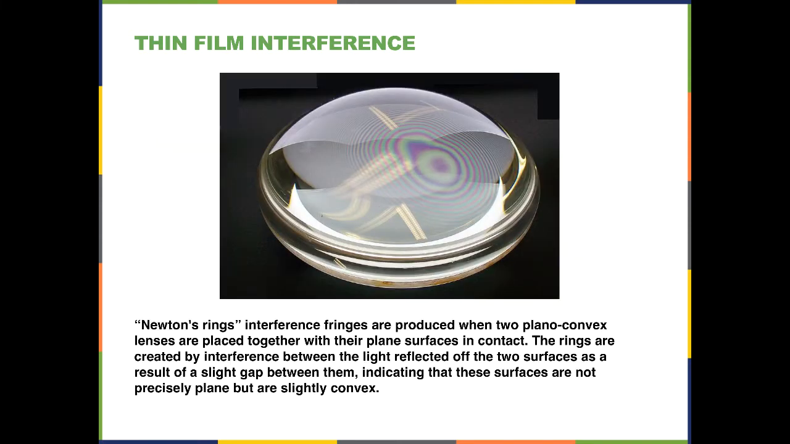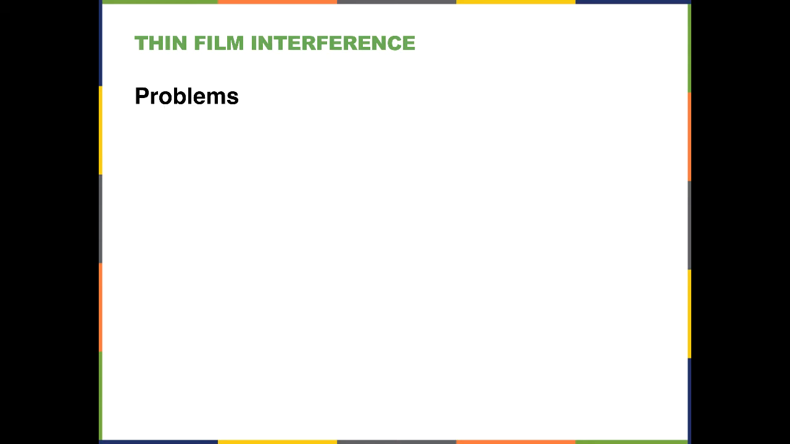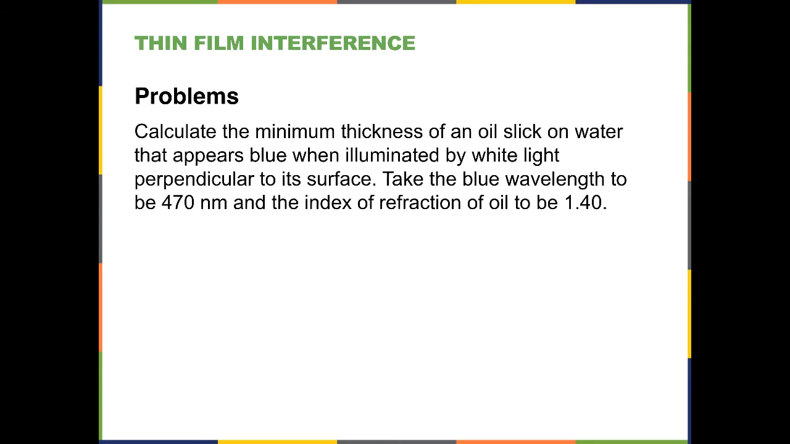This produces something known as Newton's rings. Newton's rings, interference fringes, are produced when two plano-convex lenses are placed together, as in the picture here, with their plane surfaces in contact. The rings are created by the interference between the light reflected off the two surfaces as a result of a slight gap between them, indicating that these surfaces are not precisely plane but slightly convex. So let's take a look at how we would do problems related to this.